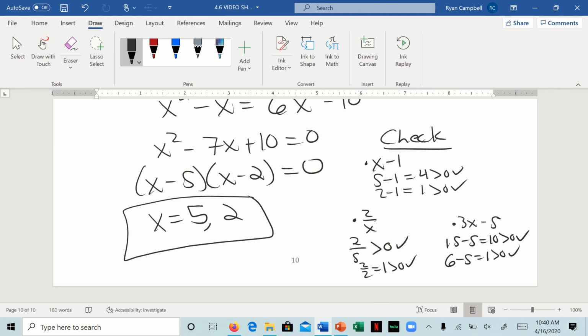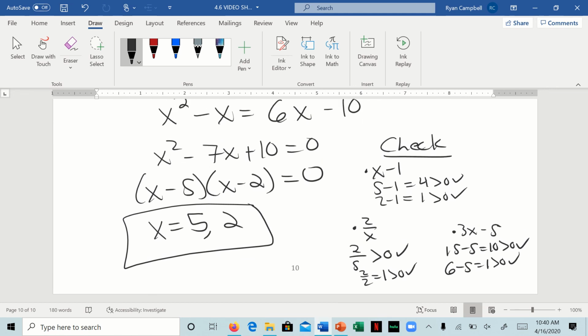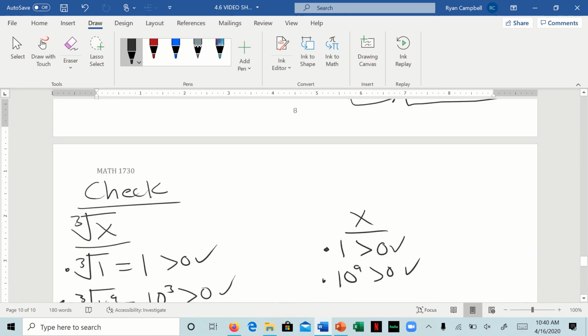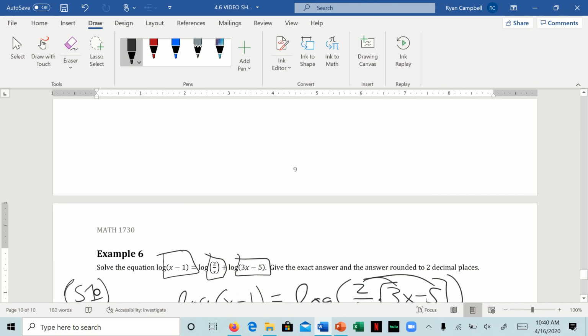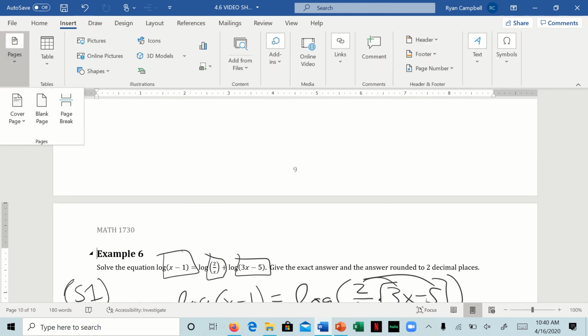2 more problems, and then we're done. Oh, I guess I didn't write the other 2 problems. Oh, that's fine. I can just write them on my own.